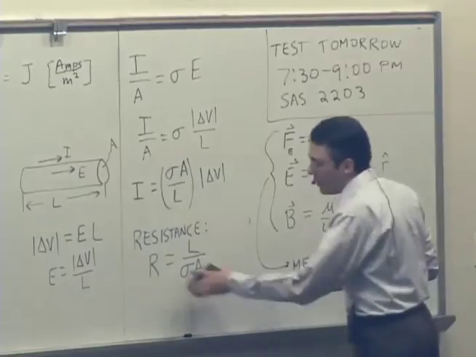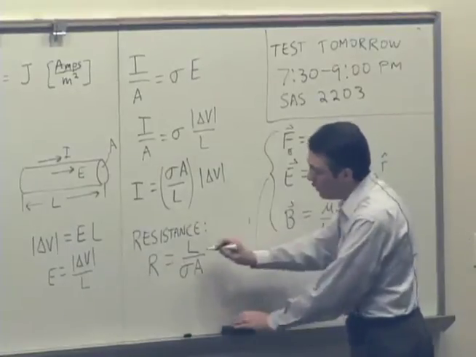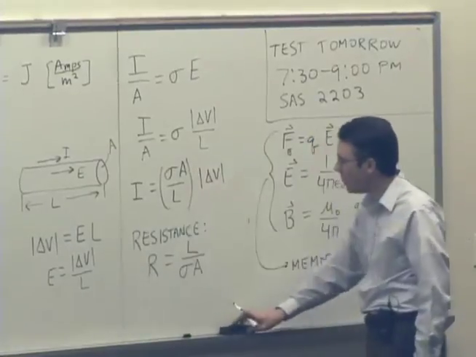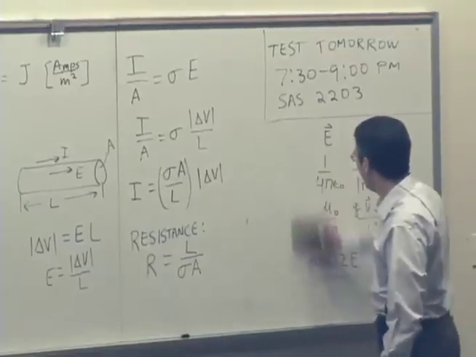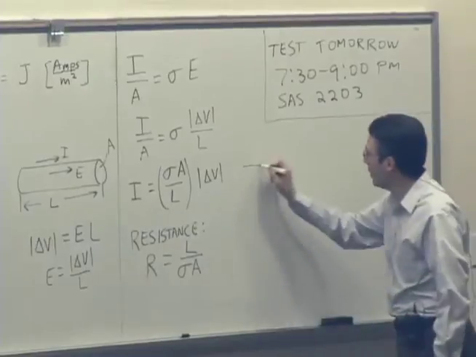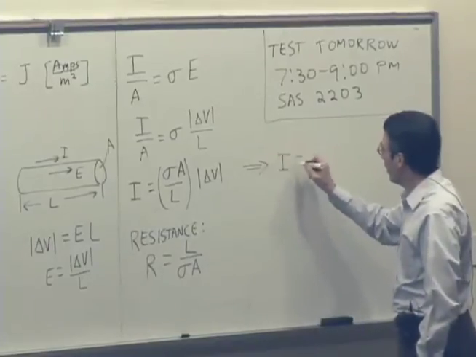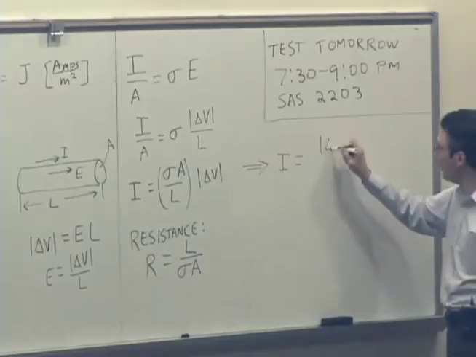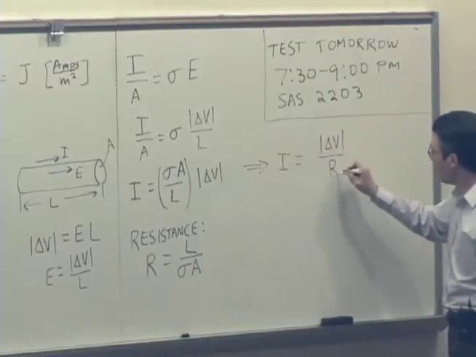So we're going to put this in terms of resistance, where it's going to be 1 over this, and say that conventional current then is going to be delta V over R.